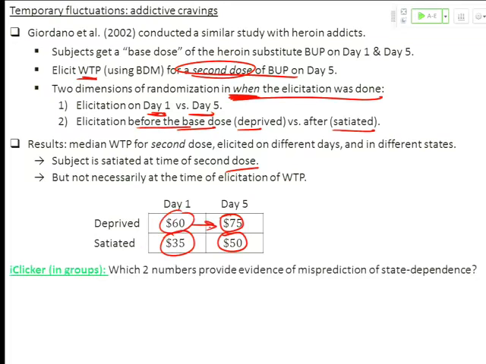Okay. Quickly, I don't think you're going to need to do this in groups, particularly because I just gave you the answer. Which two numbers provide evidence of misprediction of state dependence? It's actually more than one answer. Which two numbers provide evidence of misprediction of the state change, of the state-dependent preferences from deprived to satiated?